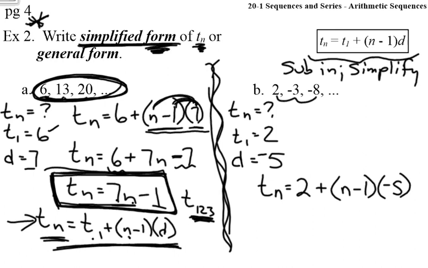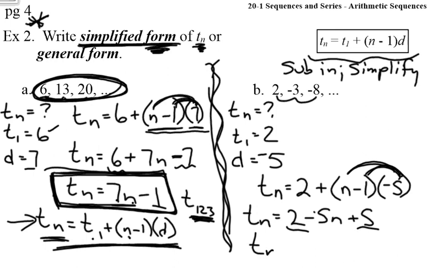So what do we do from there? Let's get rid of the brackets to simplify. T of n equals 2. And then we have a negative 5 times n, which is a negative 5n. Negative 5 times negative 1 is a positive 5. And now let's fully simplify it. So T of n is negative 5n plus 7.